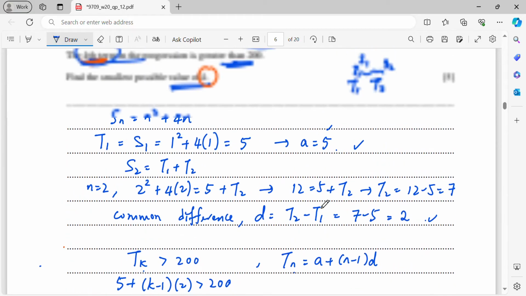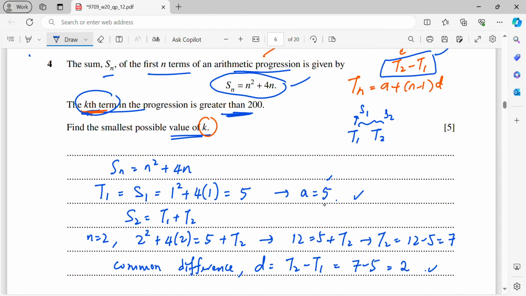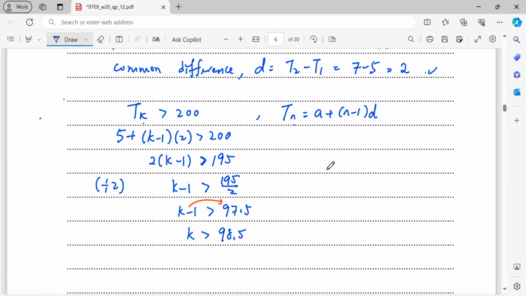So now look at the question here. The k term means that k must be a positive integer. And now you need to find the smallest k. Since my k is greater than 98.5, the smallest k will be 99. Okay, so that is the solution of this question.